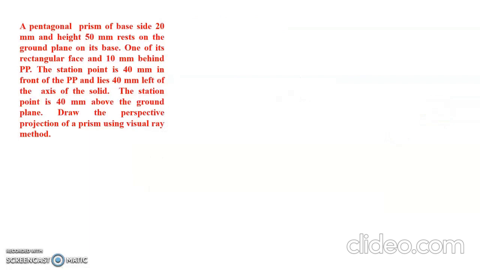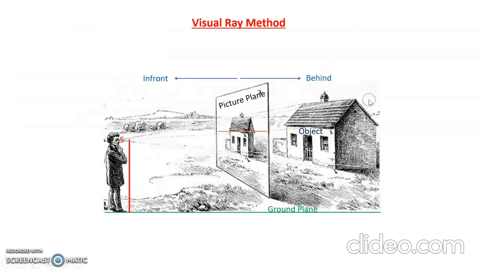The station point is 40 mm in front and lies 40 mm to the left of the axis of the solid, and the station point is 40 mm above the ground plane. As I said, the station point is given with respect to the two planes. One is picture plane and one is ground plane.